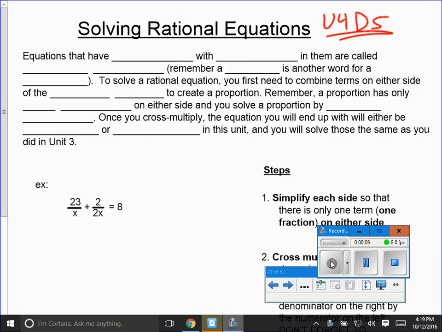So we've been working with fractions, using that to work with proportions, solving proportions by cross multiplying. Now we're going one step further and solving what are called rational equations. Rational equations are equations that have fractions with variables in them, and specifically the variables are in the denominators of the fractions. These are called rational equations.